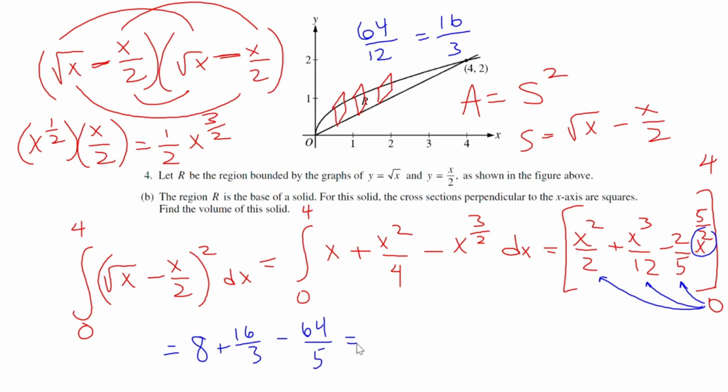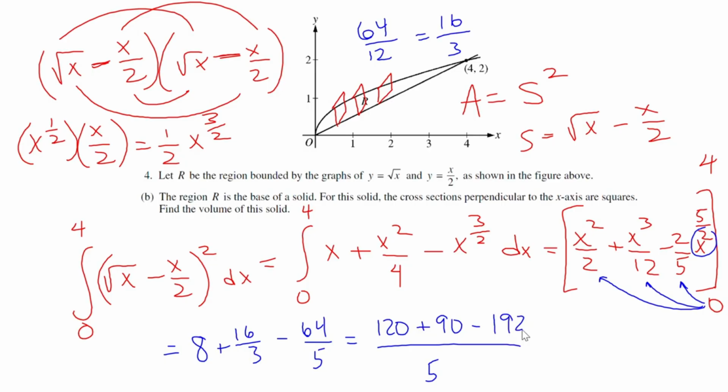8 times 15 is 120. And then 16 times 5 to make that one fifths is 90. And then 64 times 3 to make that one fifths. Right, 64 times 3 is 192. Is that right? Yeah, 192. That's right.